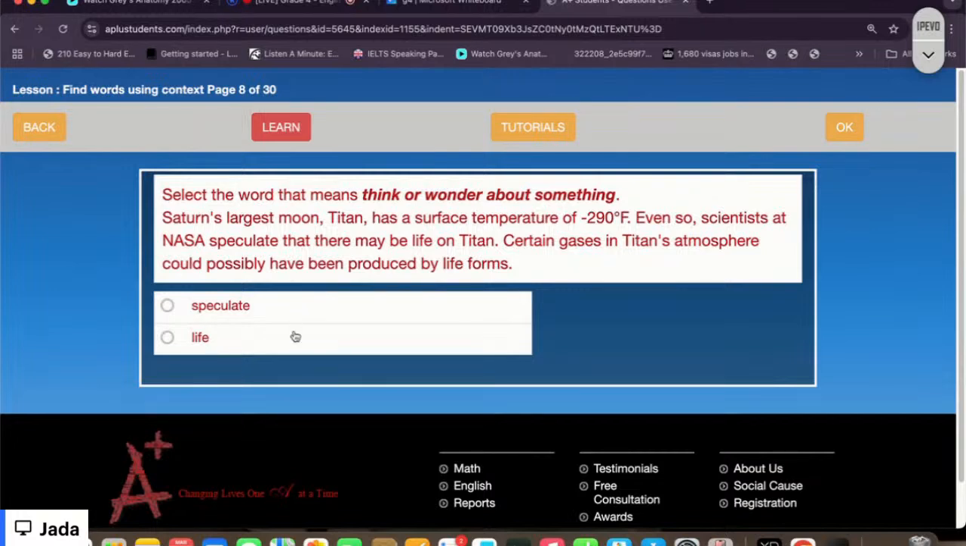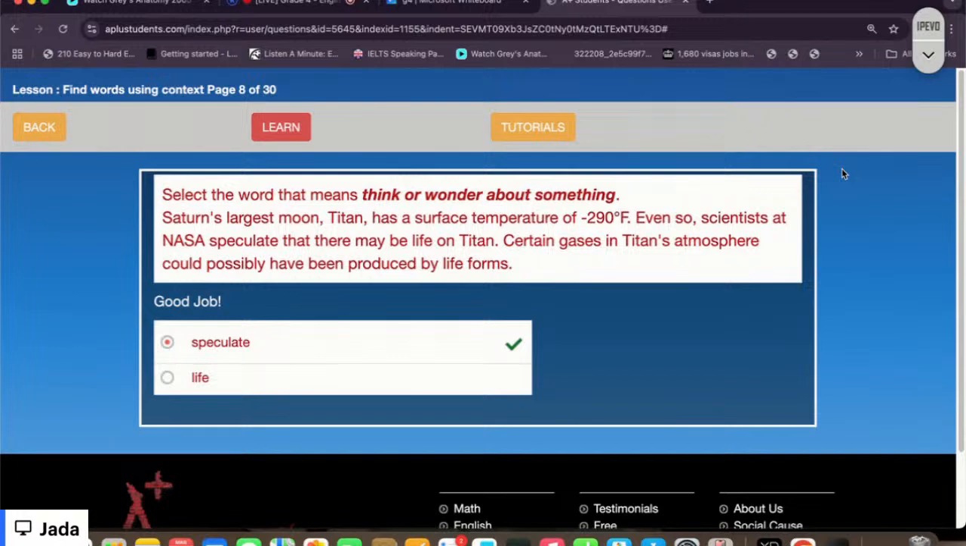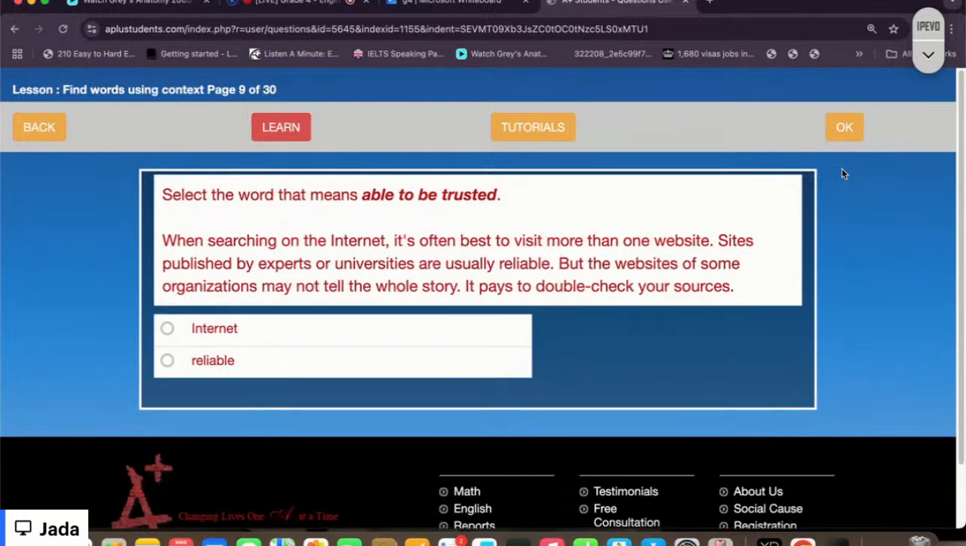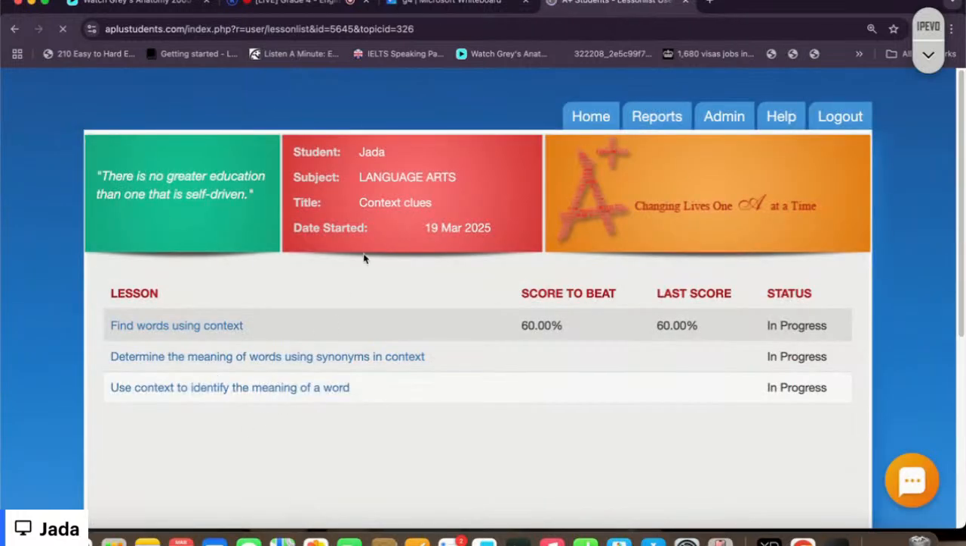So speculate. Okay. All right, so that's it for find words using context. If you haven't done this before, you have to make sure you try to complete it. We'll move on to the second lesson under context clues: determine the meaning of words using synonyms in context.